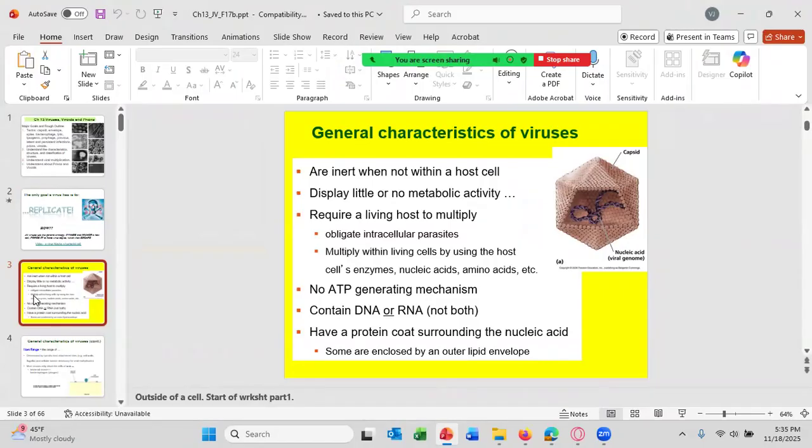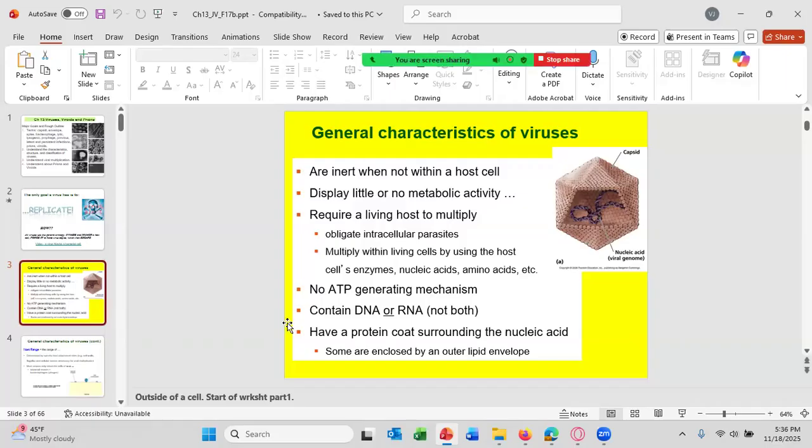All right, some general characteristics of viruses. Viruses are inert when they are not within their host cell, meaning they display little or no metabolic activity unless they are currently in their host cell. Viruses require a living host to multiply. So you can say viruses are obligate intracellular parasites. They must have a host cell in order to reproduce. They multiply within living cells using the host cell's enzymes, nucleic acids, amino acids, and etc.